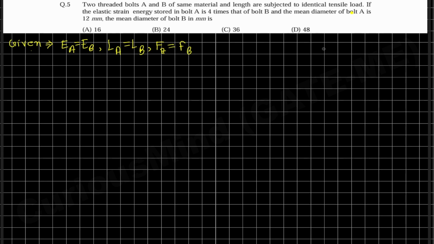So let's move on further. If the elastic strain energy stored in bolt A is 4 times that of bolt B. So this information is also given that elastic strain energy stored in bolt A is 4 times that of bolt B.